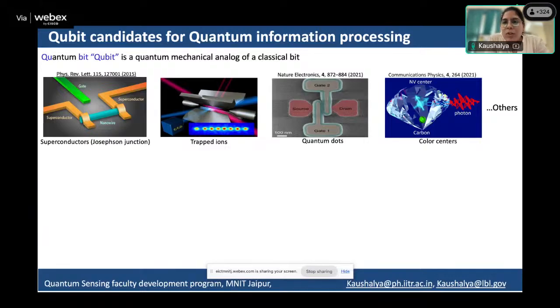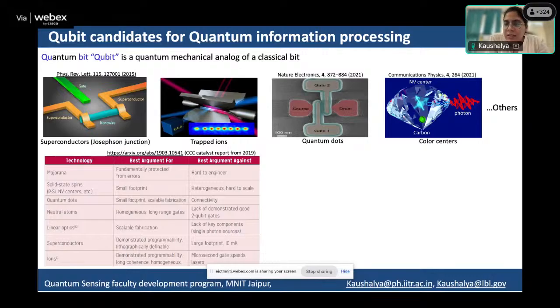Today, my main focus will be on color centers. And when I say color centers, it is basically nothing but atomic level point defects in materials. So you take any material. Ideally, we would like to have a 100% pure material, meaning if you, let's say, take a silicon lattice, then we should only have silicon atoms inside the lattice. But in reality, every material carries some defects with it. So these color centers are basically nothing but those defects.